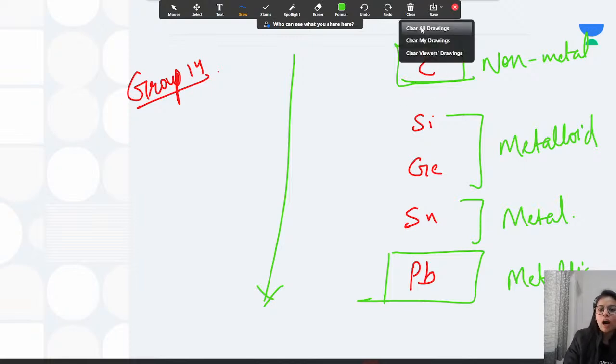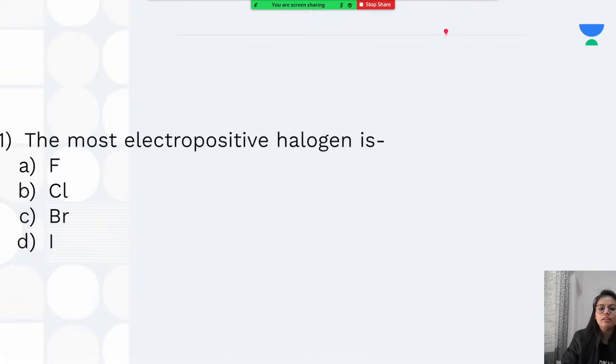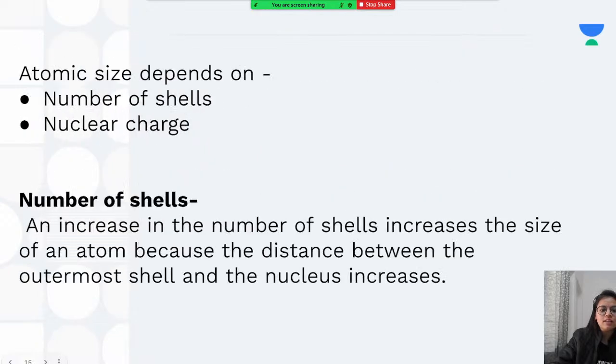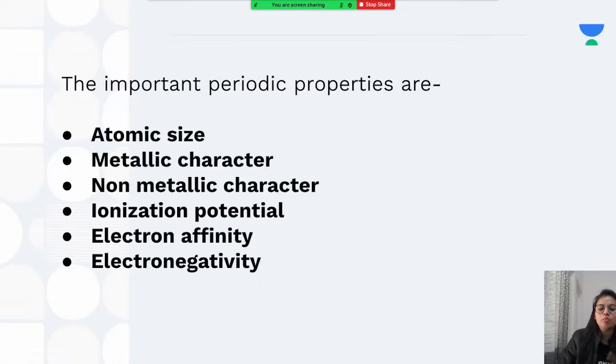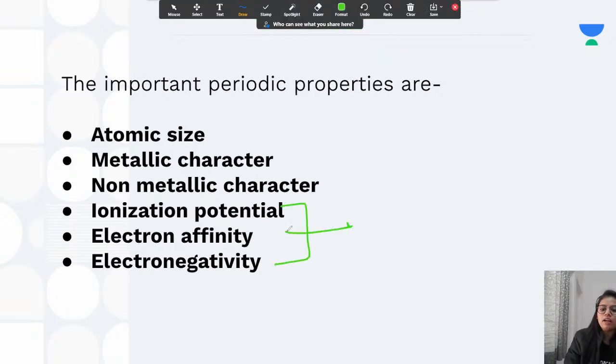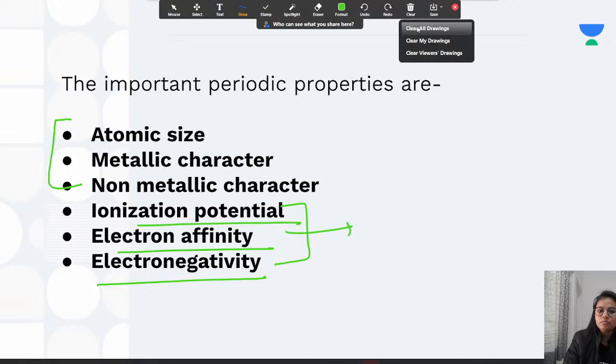Now I will quickly have a revision session to make you understand once again what we did, and then we will be moving on to some questions. There were 6 periodic properties, and 3 will be covered in our next session: ionization potential, electron affinity and electronegativity. Today we basically covered atomic size, metallic character and non-metallic character. Let us quickly revise it.